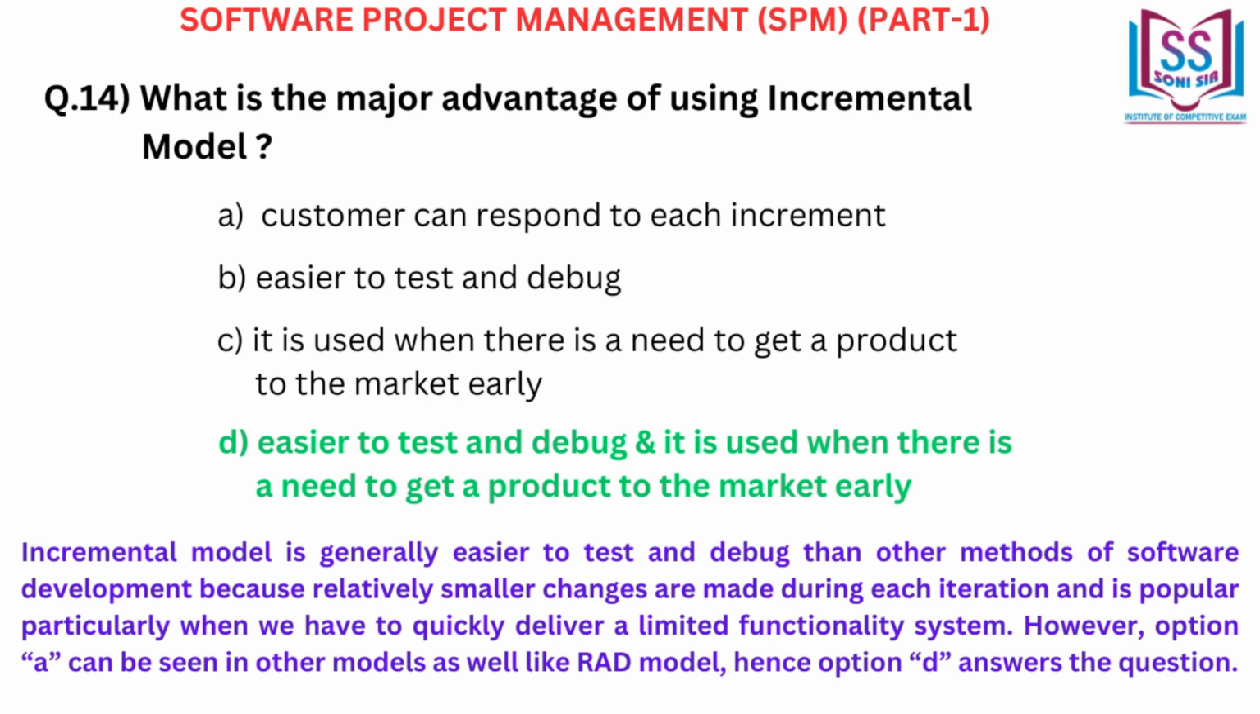Incremental model is generally easier to test and debug than other methods of software development because relatively smaller changes are made during each iteration, and is popular particularly when we have to quickly deliver a limited functionality system. However, option A can be seen in other models as well, like RAD model, hence option D answers the question.